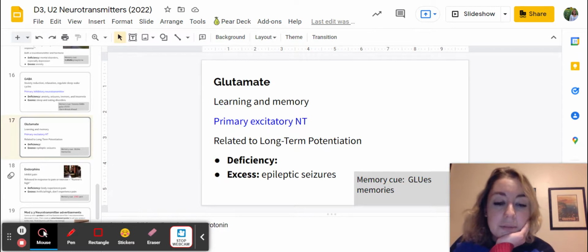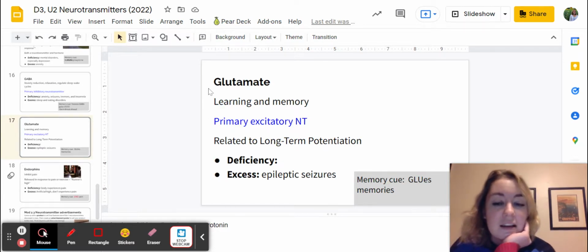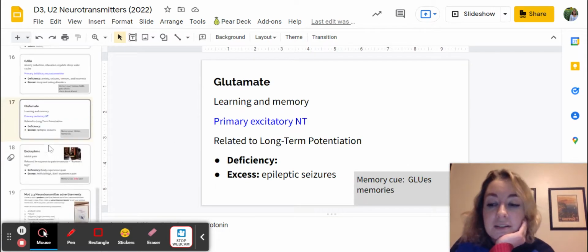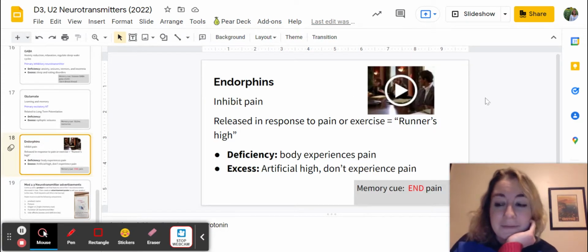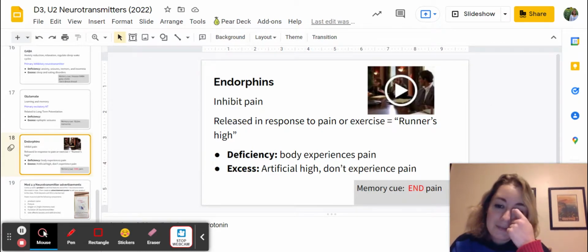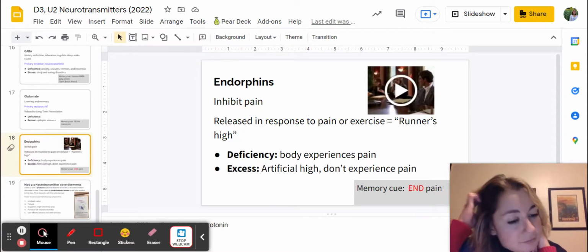Memory cue, I think glutamate glues memories into your brain, right? It's tied in with learning and memory, glues the memories in there. Final one, we've got endorphins. You can think of, there's a good video that connects to this, Elle Woods in Legally Blonde. She talks about it. You can watch it. But endorphins is your pain inhibitor neurotransmitter.